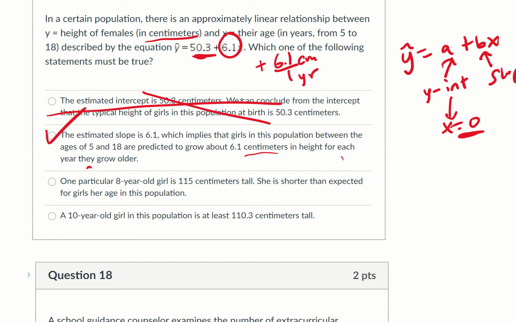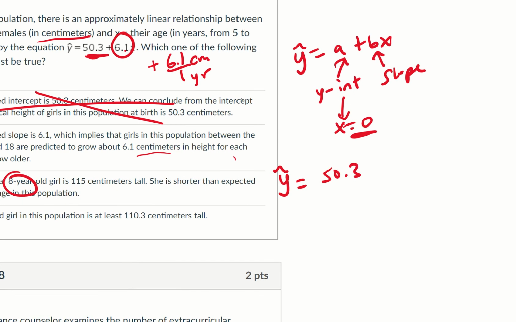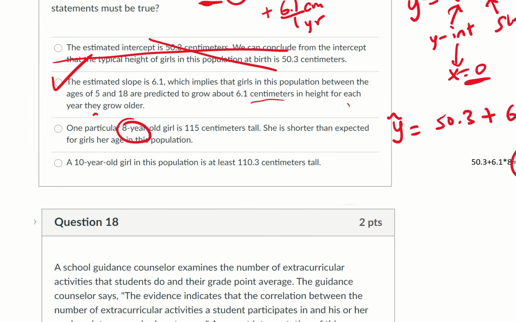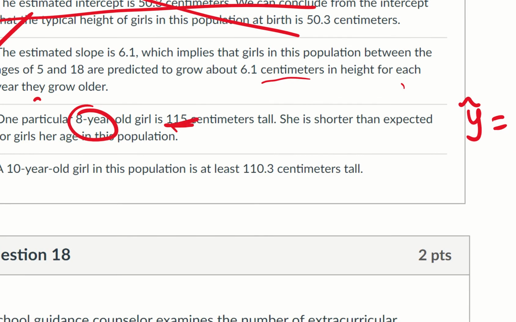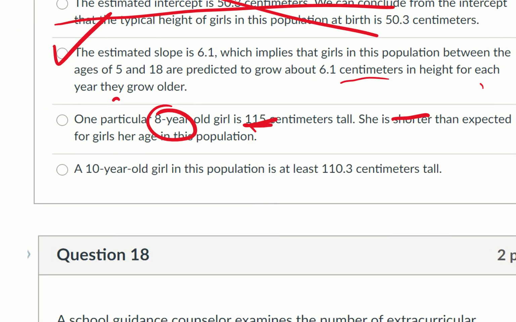Now, one particular 8-year-old girl is 115 centimeters tall. She is shorter than expected for girls her age. If you wanted to verify this, and let's say this was a select all that apply type of question, then okay, her age is 8, her height is 115. Is she shorter than expected? Well, then you can plug in 8 years old into x here. So you plug in 8 into x, we have 50.3 plus 6.1 times 8. And so the height should be 99.1, yet she's 115. So she's actually taller than expected, not shorter. So this is not correct.